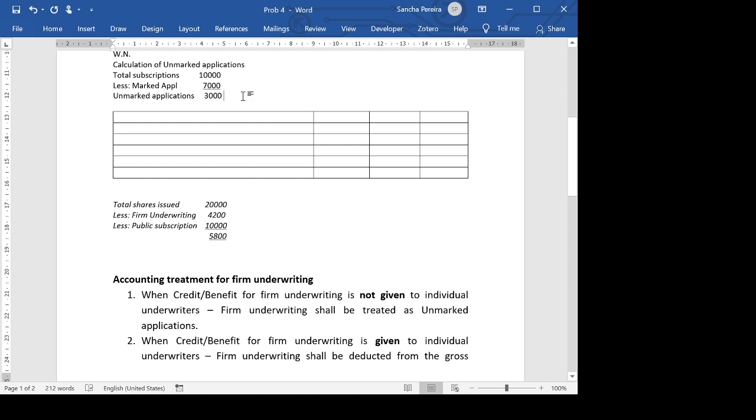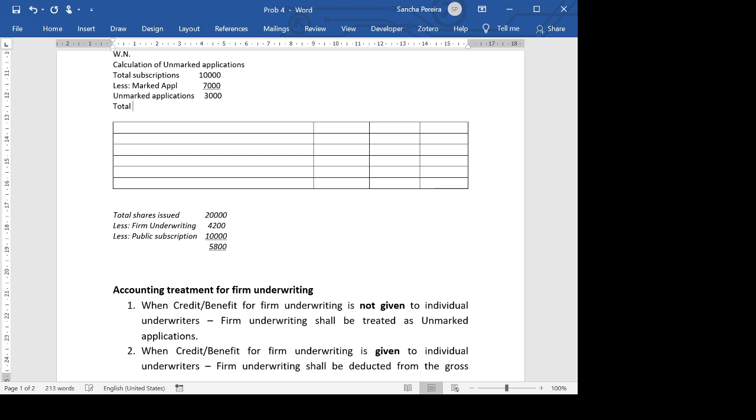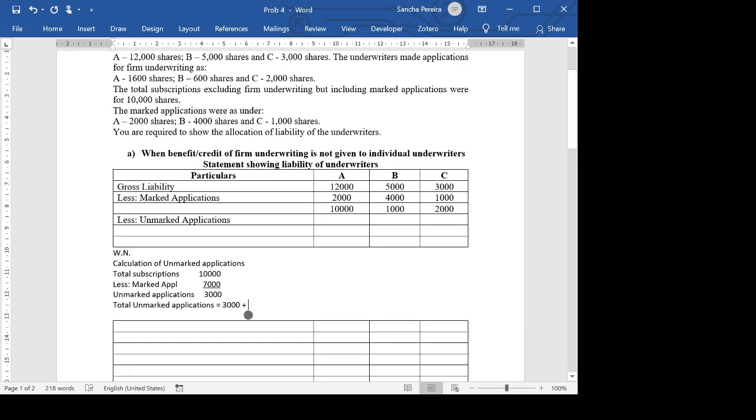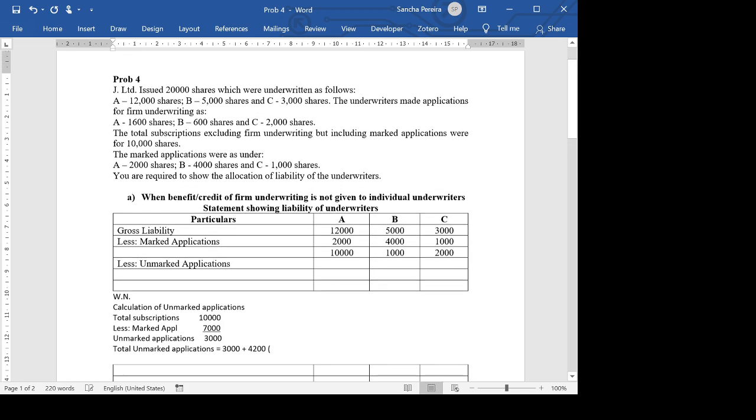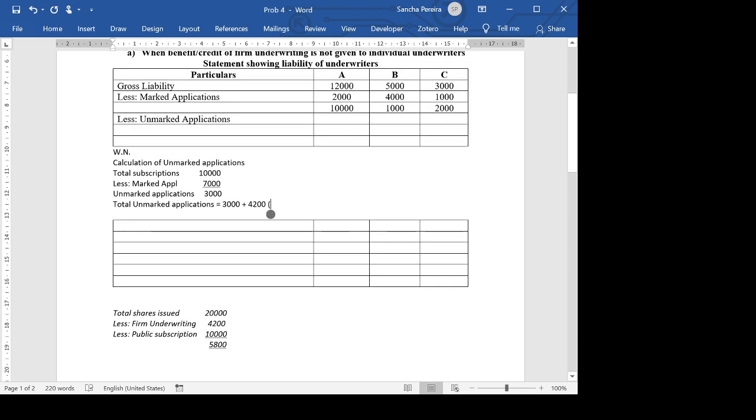Okay, so I will put the next note now. Total unmarked applications are equal to 3,000 plus the total firm underwriting. And how much is the total firm underwriting? I've already calculated. It's 4,200. And what is this 4,200? It is 16 plus 6 plus 2,000. So basically our total unmarked applications are 7,200.